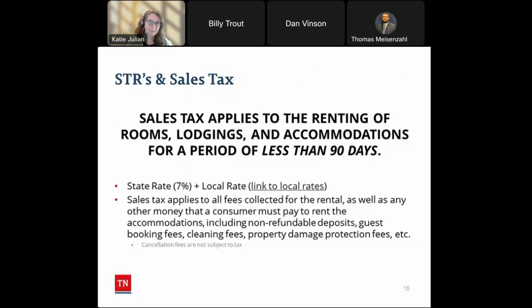The state rate for sales tax is 7%, and then there's a local rate on top of that, and there's a hyperlink here you can follow over in the PDF link over to the local rates. Now, sales tax is going to apply to all of the fees collected for the rental, as well as any other money that a consumer must pay to rent the accommodations.